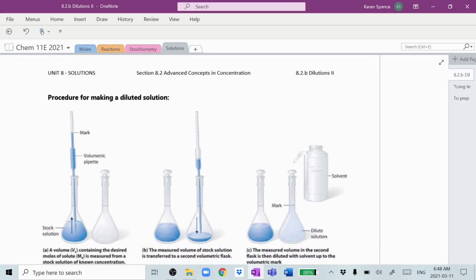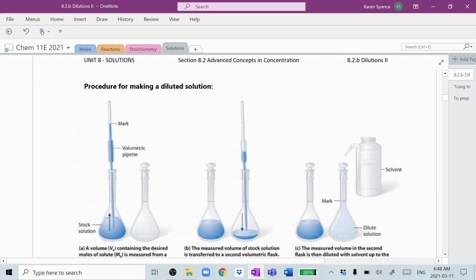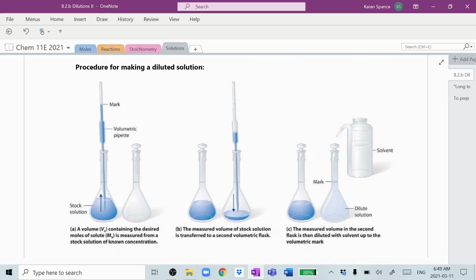And this is also in your book. It shows the procedure for making a diluted solution, which is a lot like the procedure for making a solution without it being a dilution, except instead of adding a solid to the volumetric flask, you are going to take some of the stock solution.